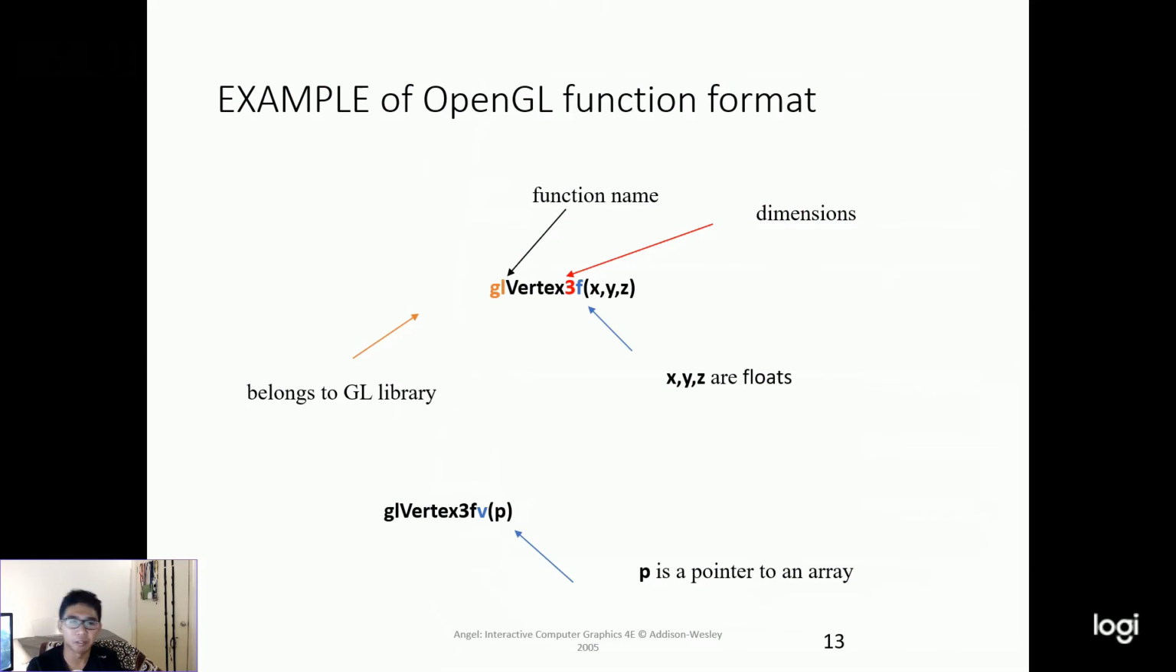What is the meaning of the F? Here F means the X, Y, Z introduced for the dimension are floating point. If glVertex3i, that means integers, so you cannot use float numbers. So it's better for you to just use 3f, or you can use 3d. glVertex3d means a double. So it has integer, int; float, float; and double, double. And this belongs to the GL library. What is the meaning of this one? 3fv means you are putting the coordinates into an array.